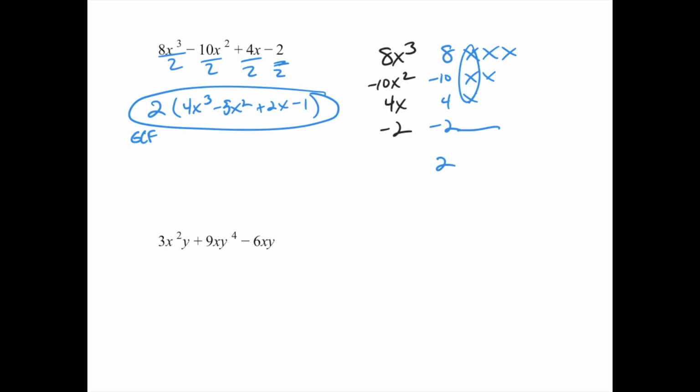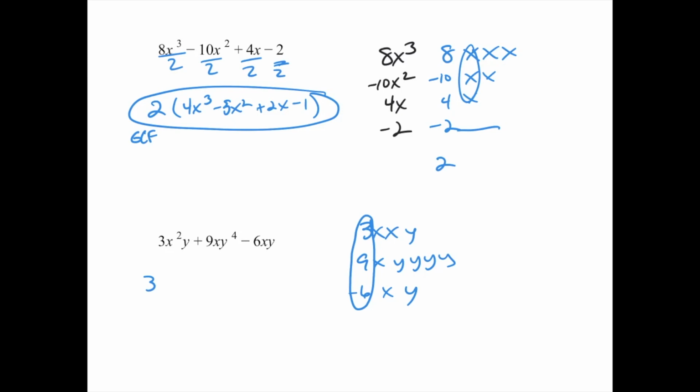All right, let's try this next one. Again, let's go off to the side. 3xxy, 9xy, and then negative 6xy. Now, we start by looking at the numbers, 3, 9, and 6, and hopefully you see that they all have in common that a 3 goes into them.